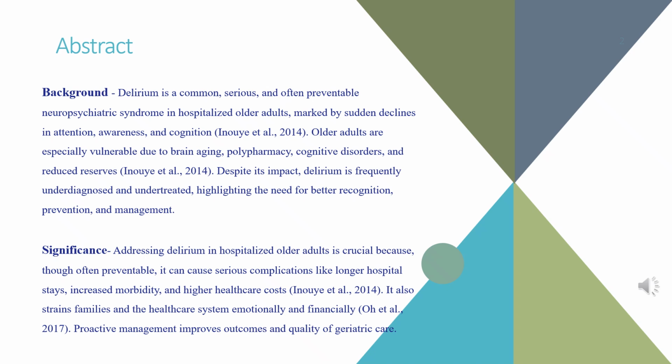This slide provides an abstract discussing the background of delirium, providing you with a definition, as well as reasonings as to why delirium can happen in older adults. The significance of delirium in the hospitalized patient, especially in the fact that it does cause serious complications and is oftentimes preventable.